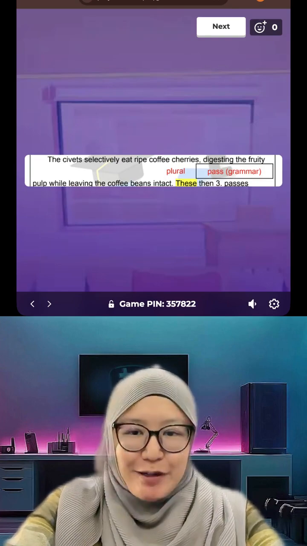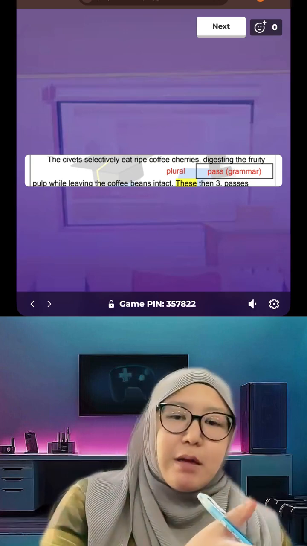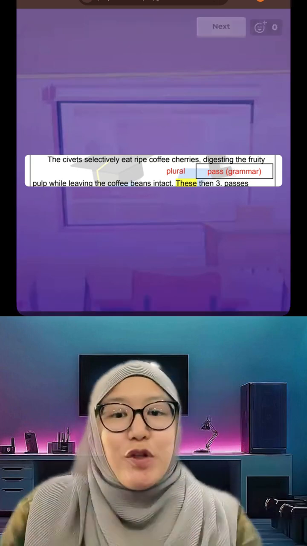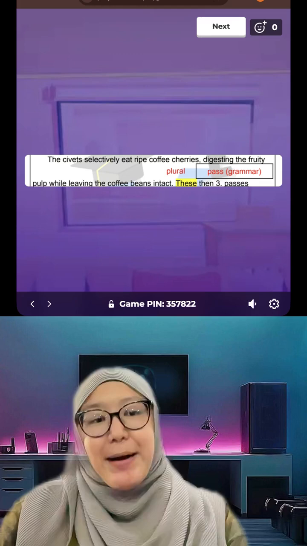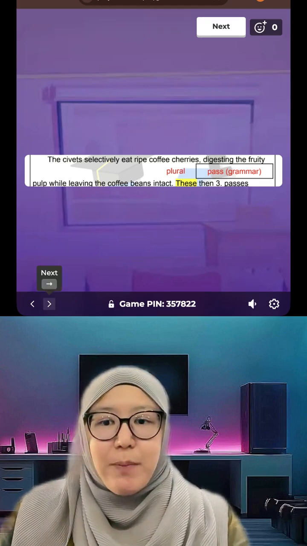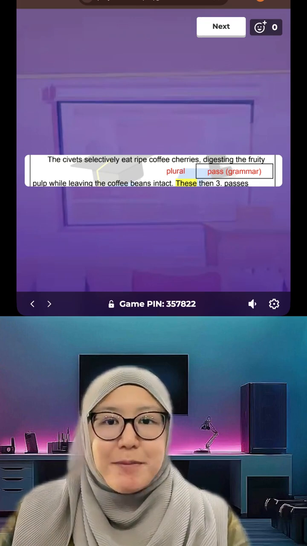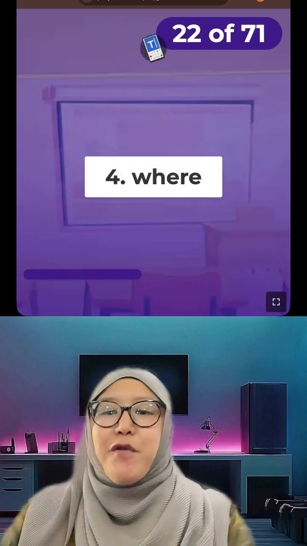Okay, these means plural. Okay, so passes is for singular, so you need to change it to pass. Okay, the verb for plural. Okay, it's okay, Iceman, you can try again. Now, yes, number 4.